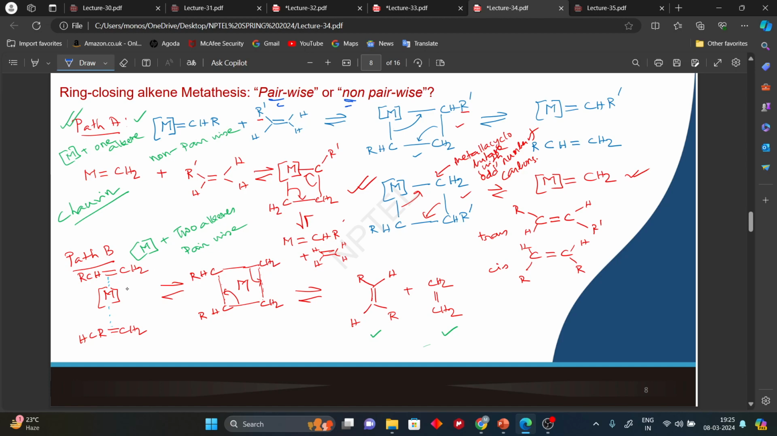And for pathway B, what is proposed is that the metal carbene is involved. So for that, two olefins react like this way. The metal is actually originating with a four carbon center, and ultimately with that ring opening it would lead to the monomer.